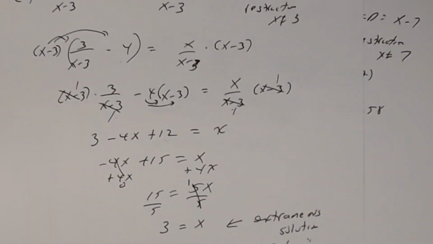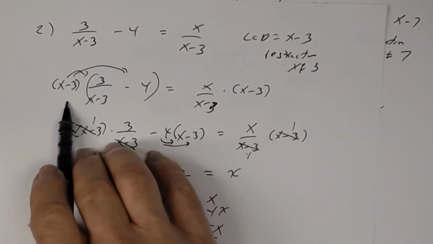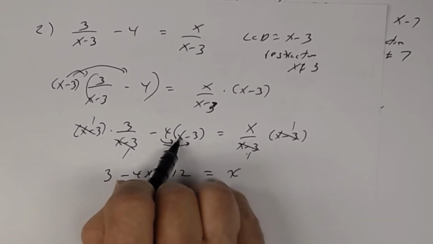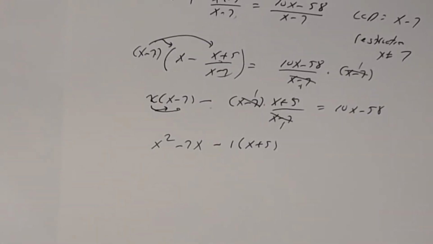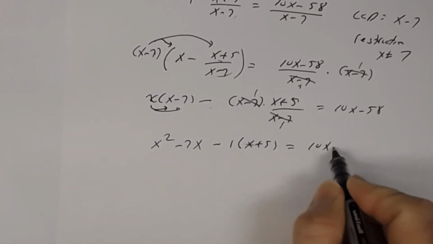Just like we did in number 2. Remember right in number 2 where we had minus 4 times x plus 3? We put that in parentheses. Okay? It's that same idea here. Equal, and then this is 10x minus 58.